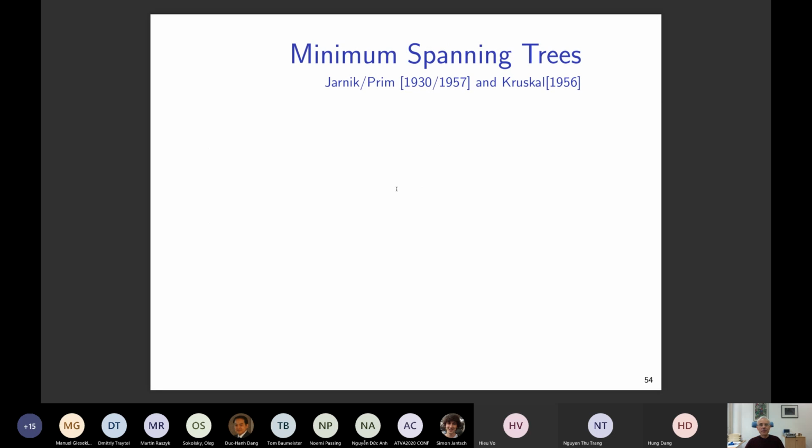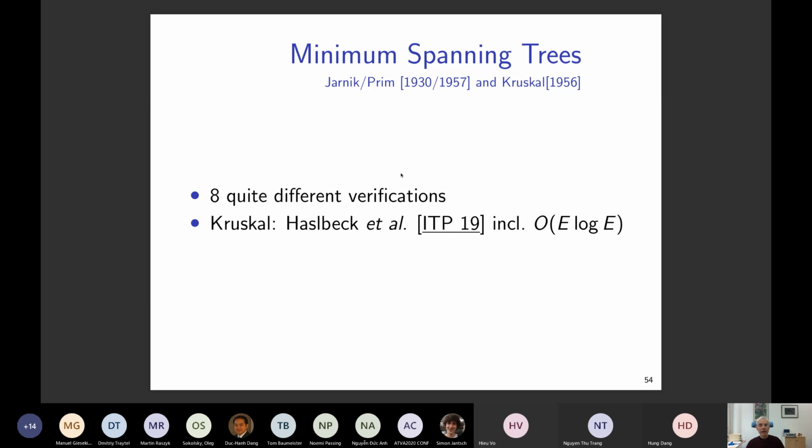Minimum spanning trees. Everybody knows about Prim and Kruskal, except that Prim shouldn't be really called Prim, it should be called Jarník, because that was the Czech mathematician who first discovered it in the 1930s. And this is again a popular verification topic. So we have in the literature 8 quite different verifications. One noteworthy one is the one of Kruskal, done recently by Haslbeck and co-authors, and they also proved that the worst case execution time is E log E, where E is the number of edges.